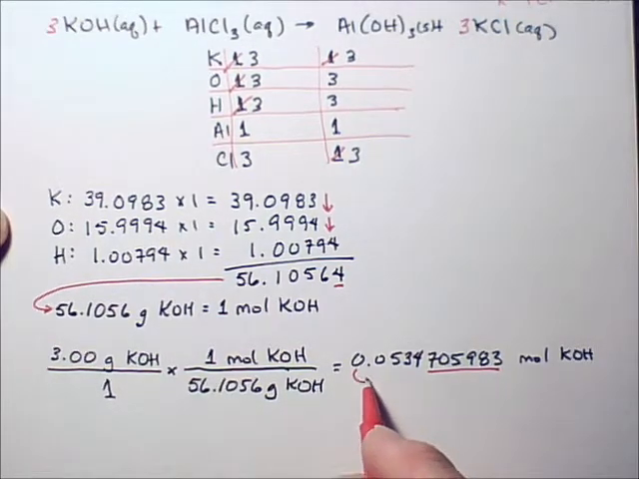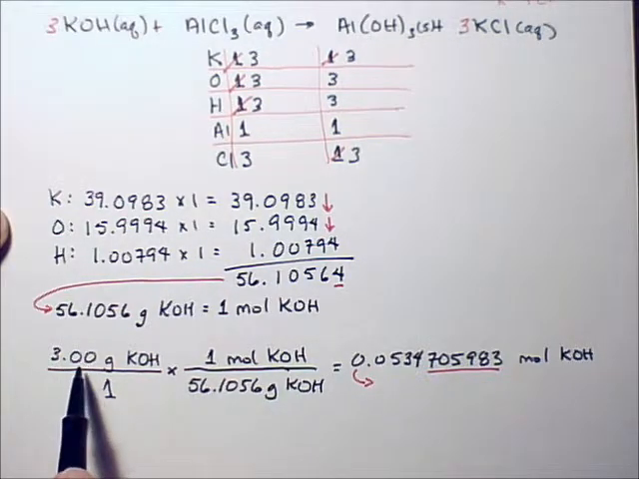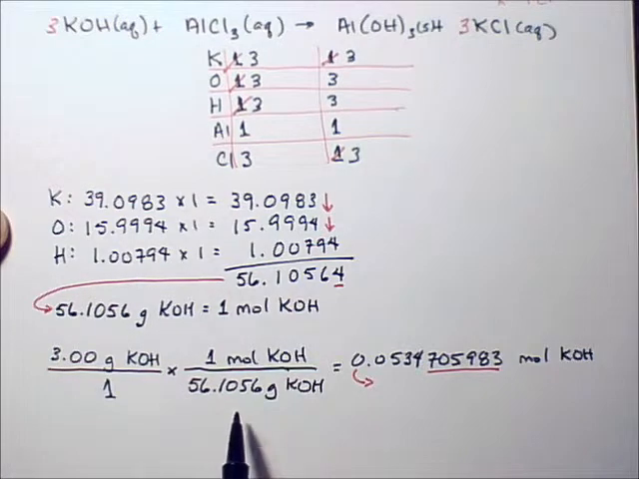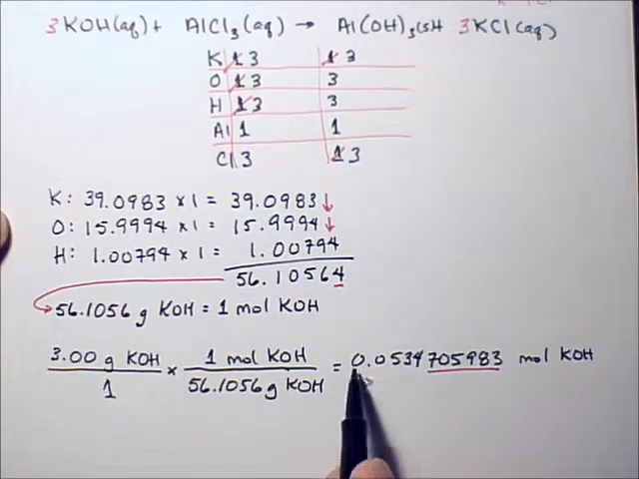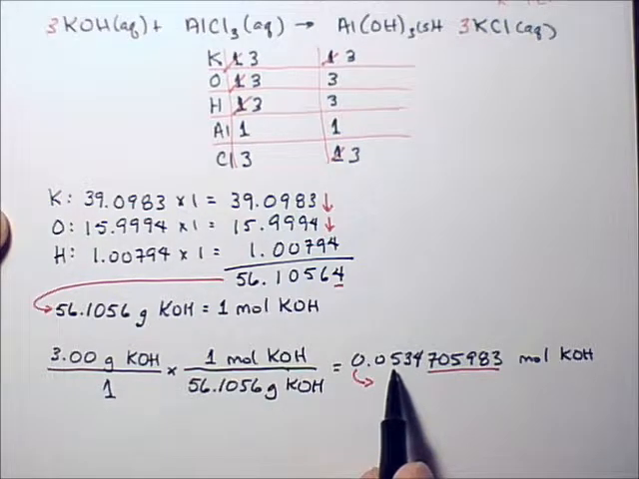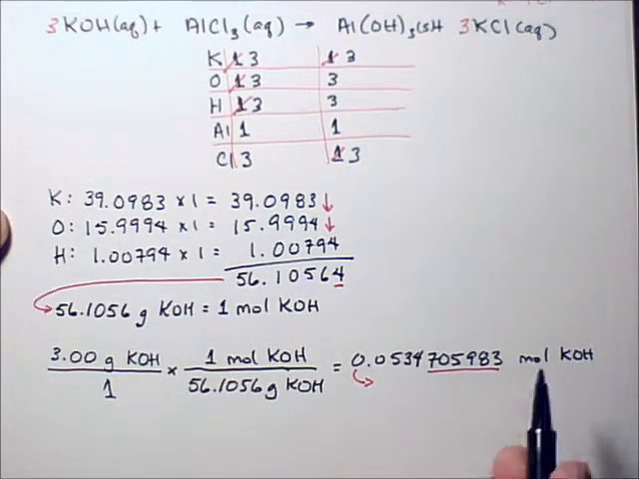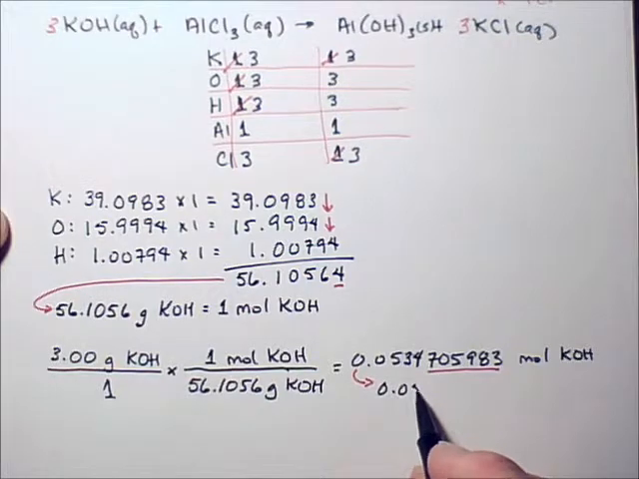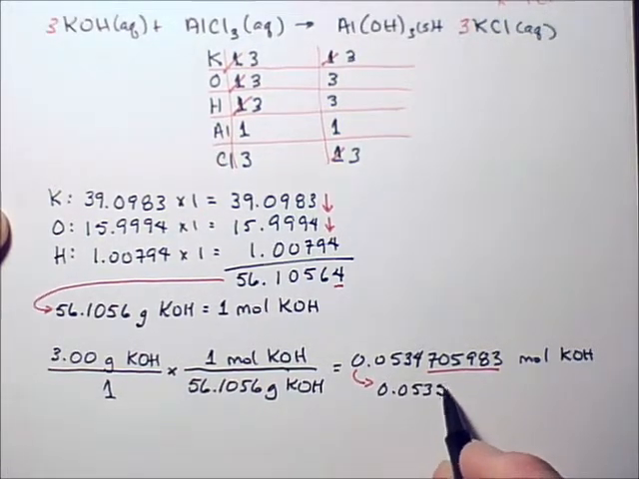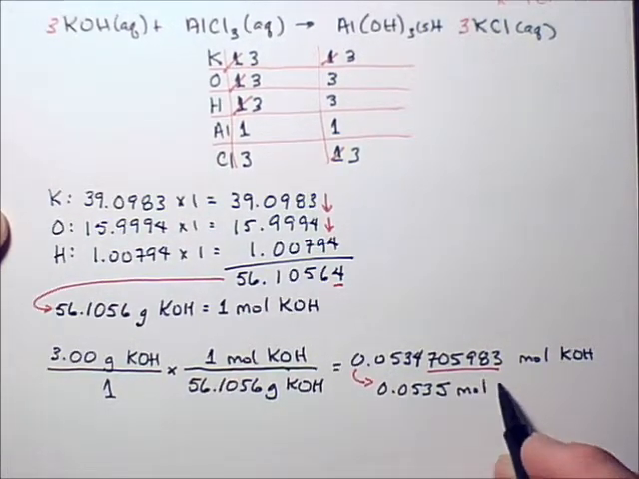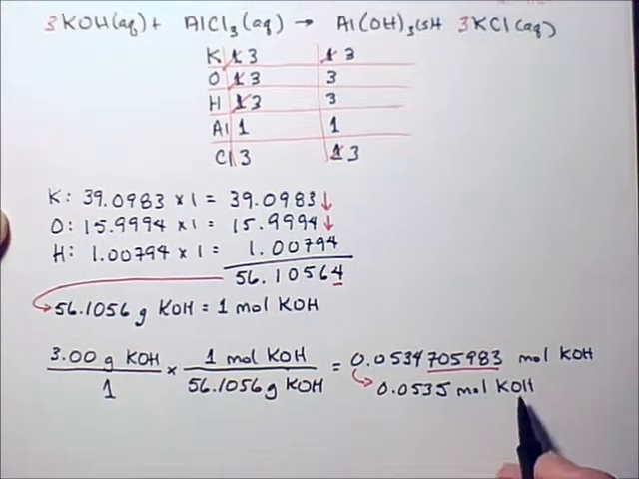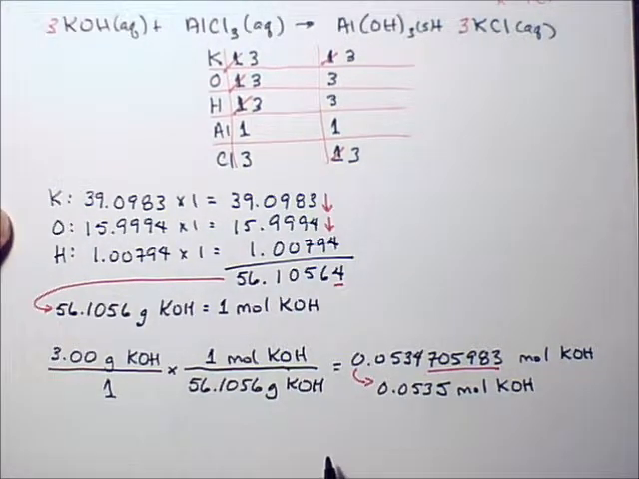Were you not paying attention? All right. Why did I round it off there? I need 3 significant digits because that's the smallest measured or calculated number in the problem. Leading zeros are not significant. The 5 is the first significant digit. 1, 2, 3 digits are significant. So we get 0.0535 moles of KOH. Alrighty. That's step number 1.